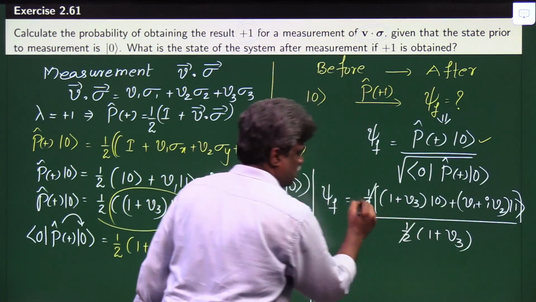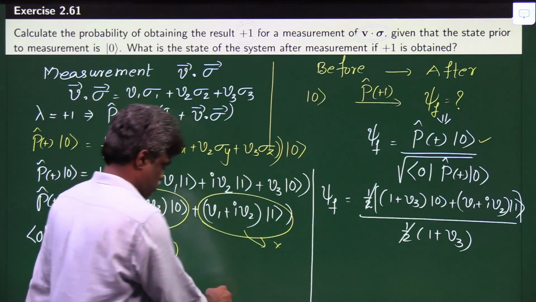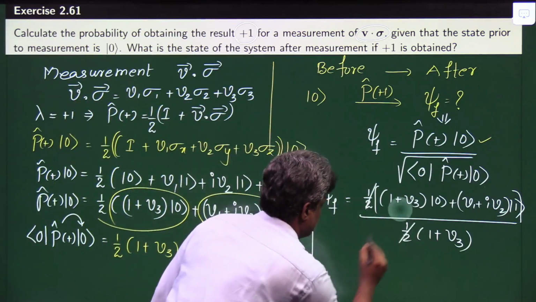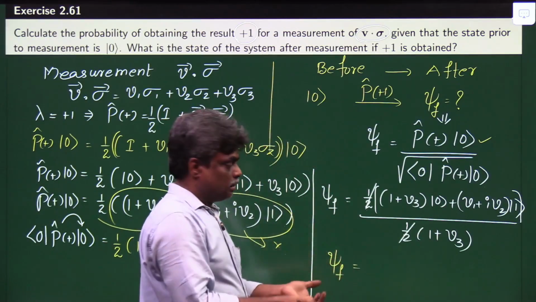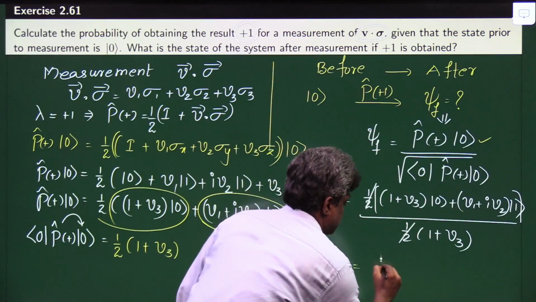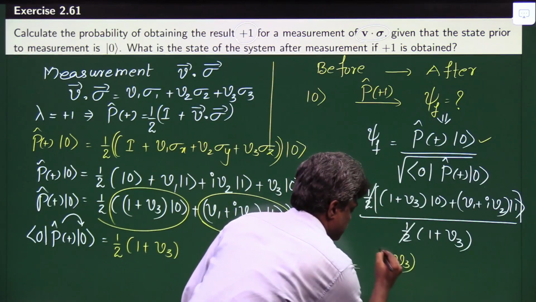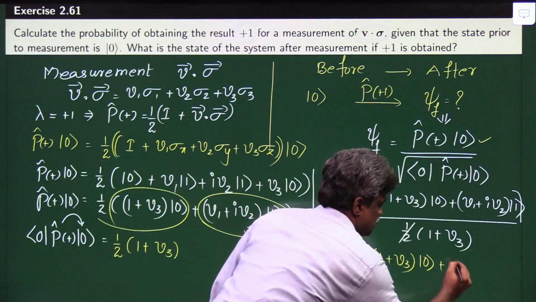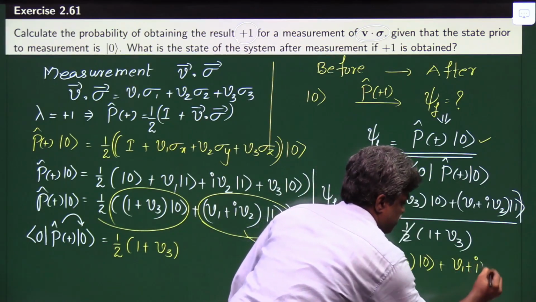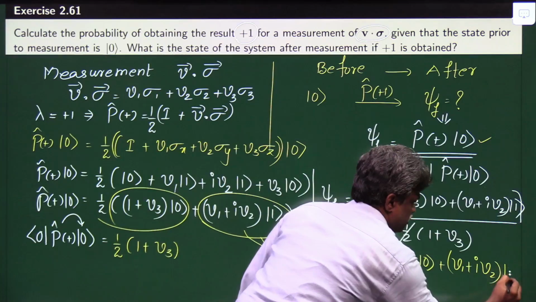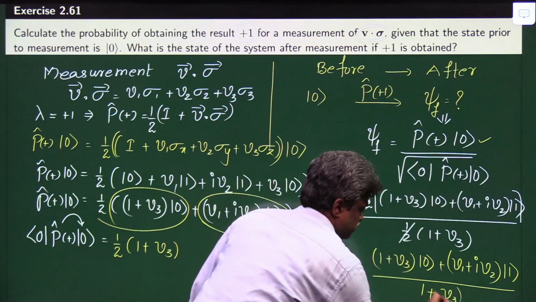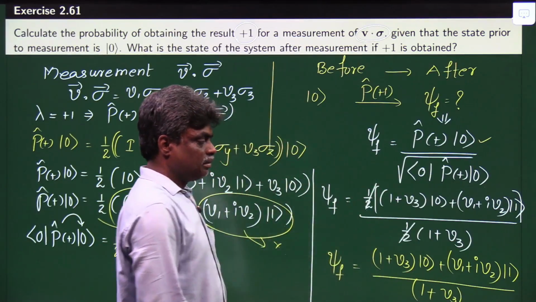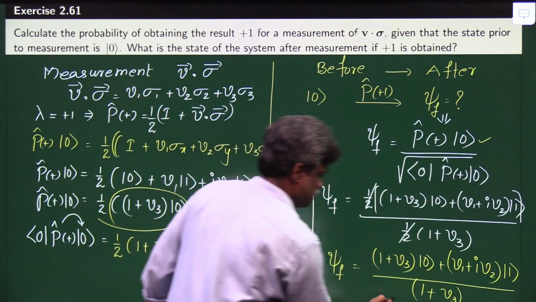So this 1 by 2 and 1 by 2 get cancelled. So finally we got the answer. The final state, or the state after the measurement, is nothing but [(1 plus v3) |0> plus (v1 plus i v2) |1>] by (1 plus v3). Okay, right.